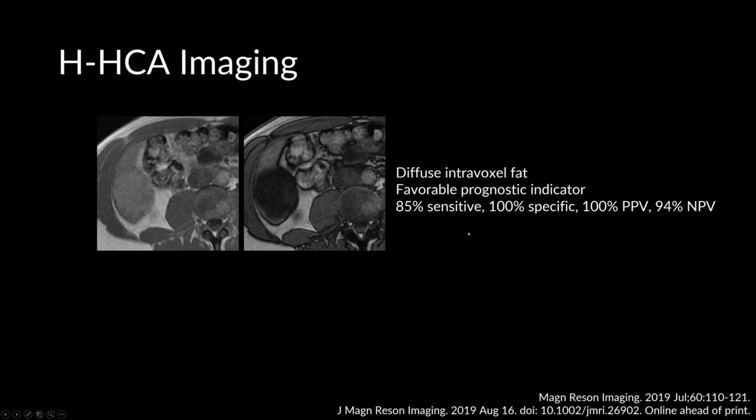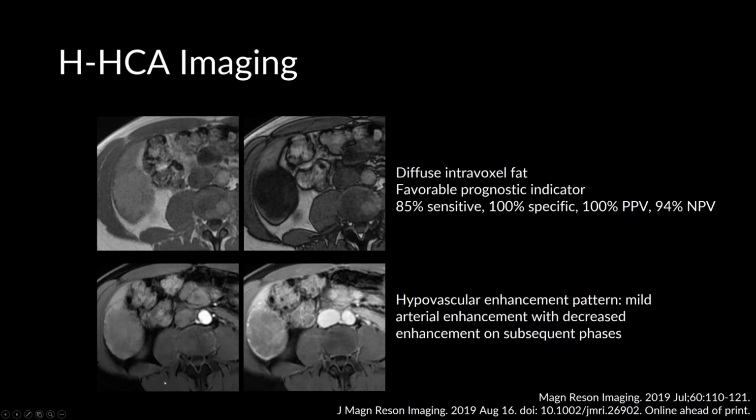This is actually a favorable prognostic indicator because the pathway towards a beta-catenin adenoma and the pathway towards an HNF-1-alpha adenoma are mutually exclusive. So this cannot have beta-catenin activation, which is suggested to be an increased risk for malignant transformation. So this one sign of diffuse fat within the lesion is actually a very good sign for an HNF-1-alpha adenoma. As far as enhancement characteristics, this lesion tends to be mildly arterially enhancing and tends to wash out on the delayed phases.